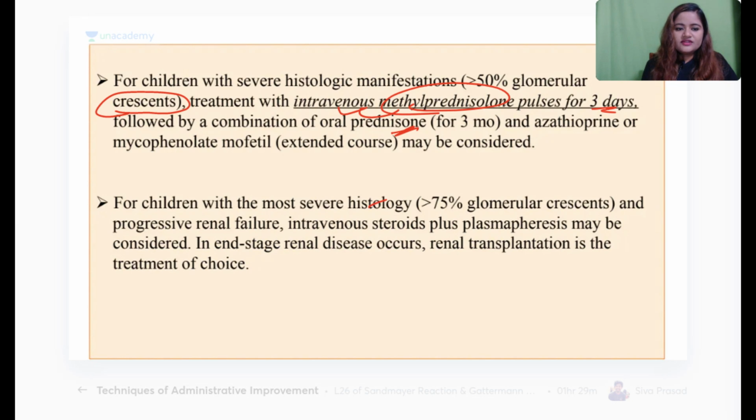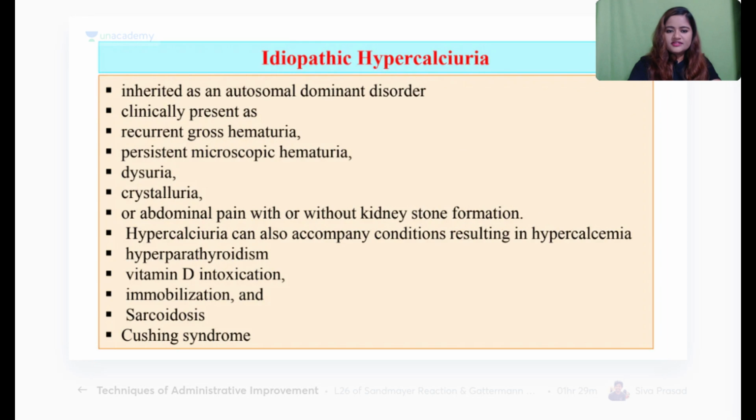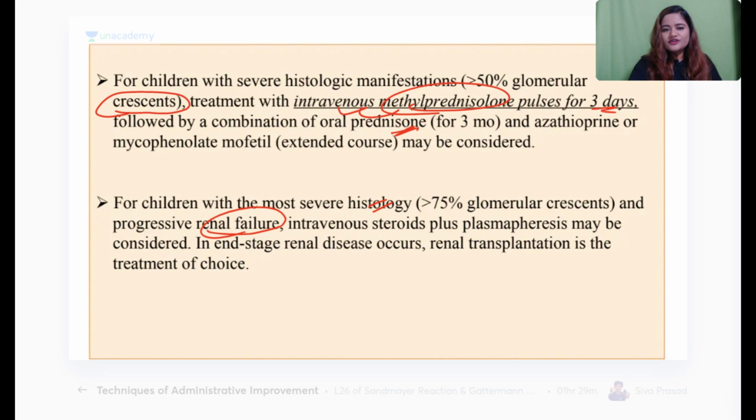And those children who have got very severe histopathology will definitely go into renal failure. So if end-stage renal disease has developed in an untreated patient, then we don't have anything to treat it. We can only do a renal transplantation. Okay, so that is all for today.